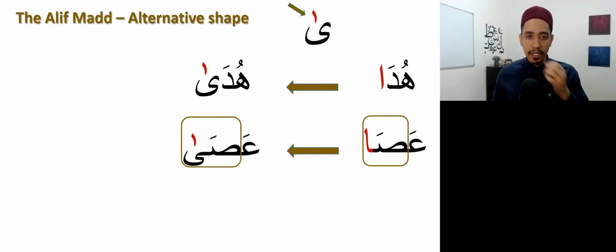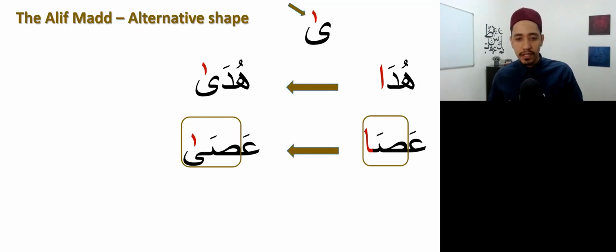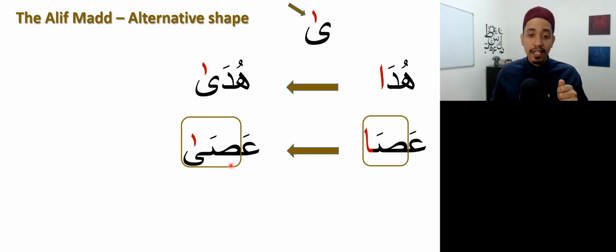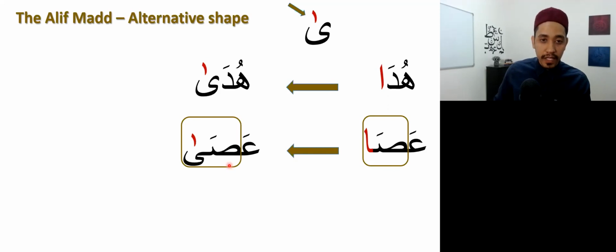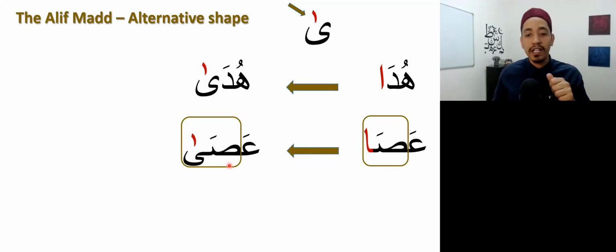Now let me tell you something. For those who want to get a glimpse of what these words are about, this word over here, asa, means stick. This word over here is a verb that means disobey. Asa, asa.